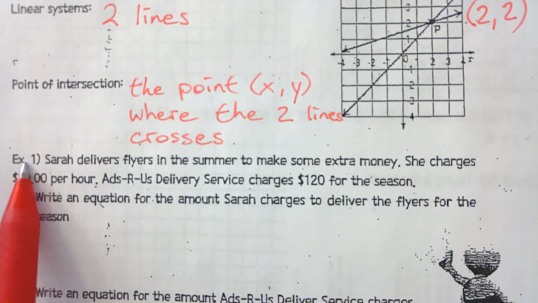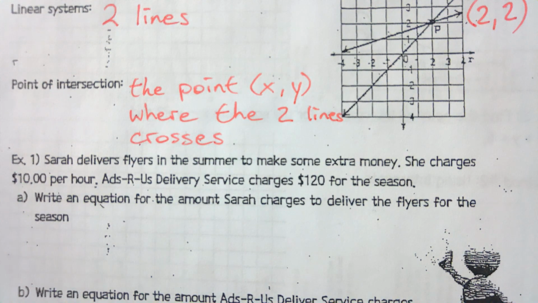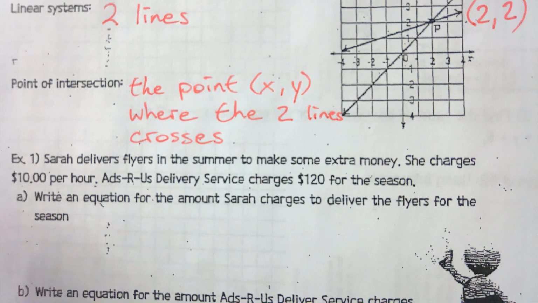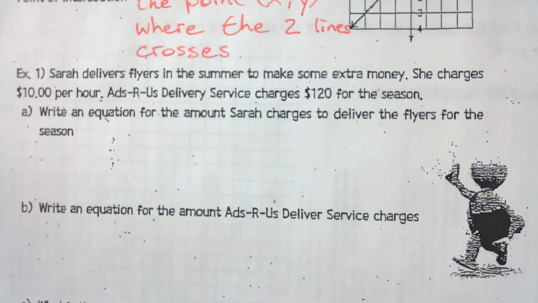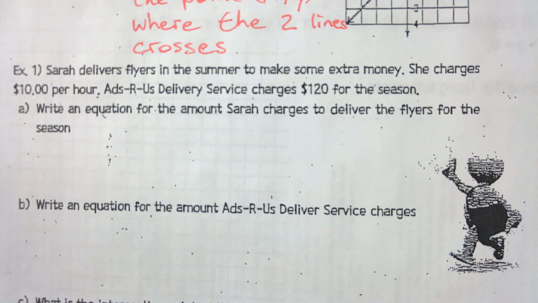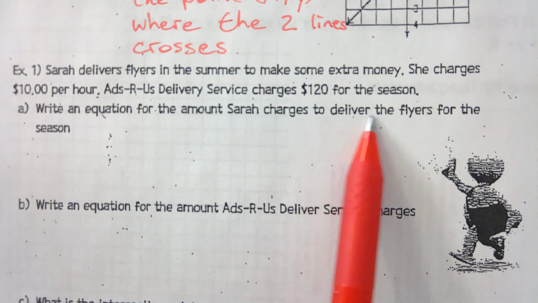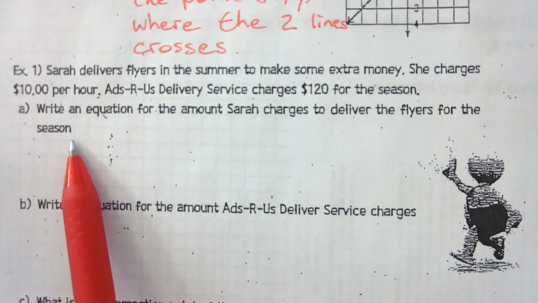Okay, so let's try example 1 right here. Who has a beautiful voice? Okay, thank you. Can you read example 1 for us? Sarah's services charge $10 per hour. Adam's delivery service charges $120 for the season. Thank you. And then A, write an equation for the amount Sarah charged to deliver the flyers for the season.